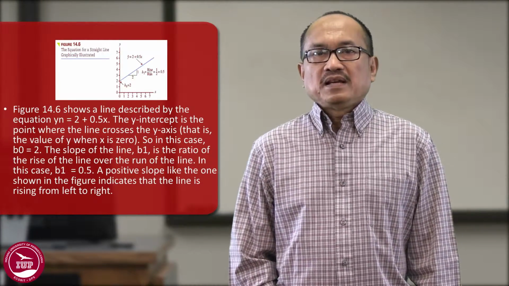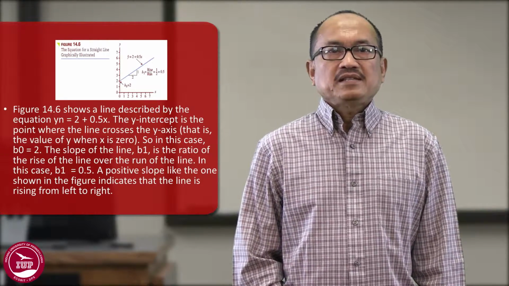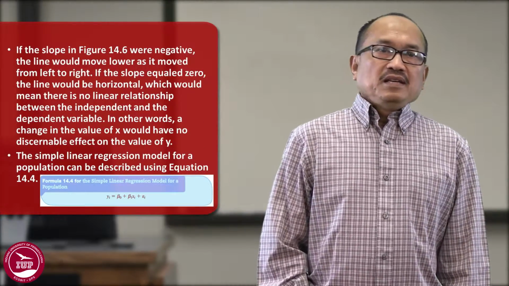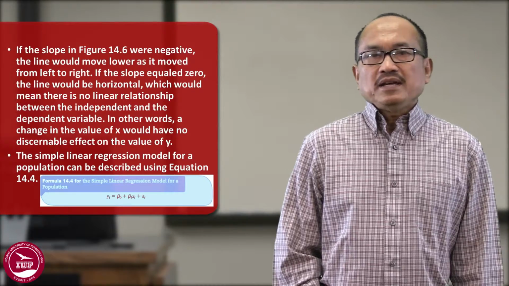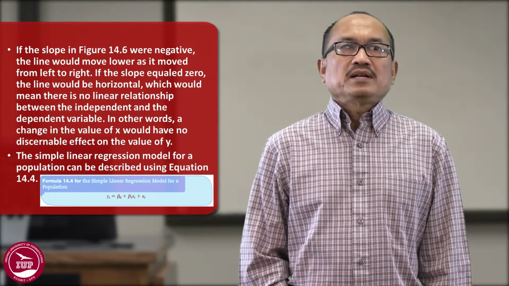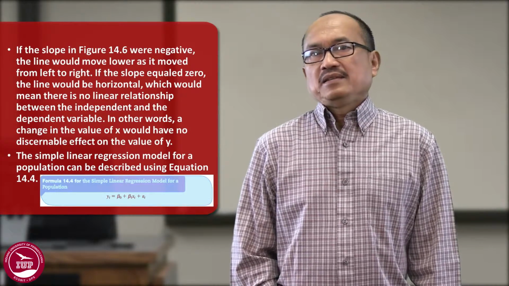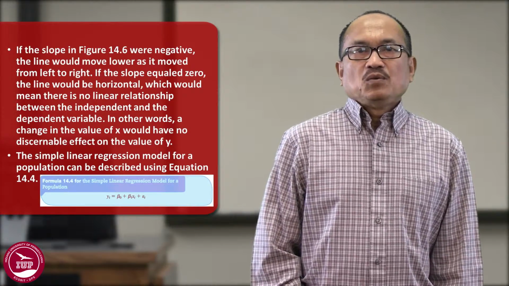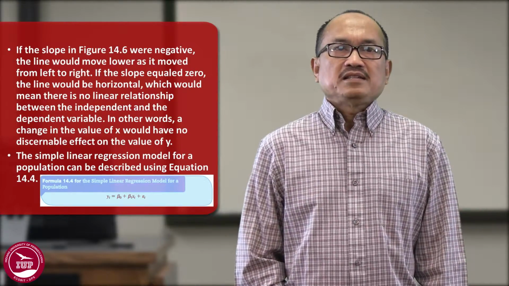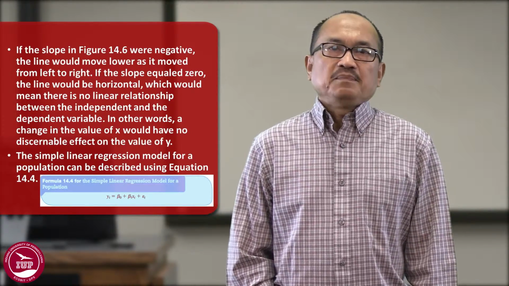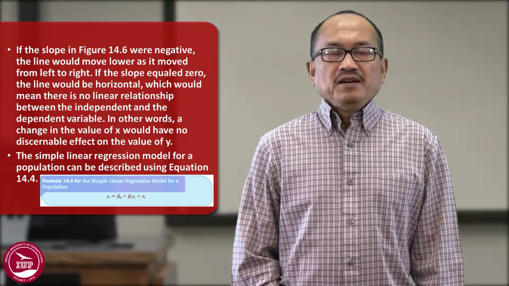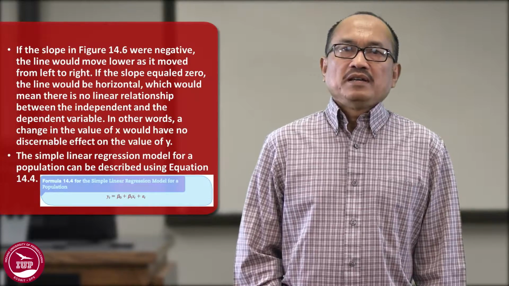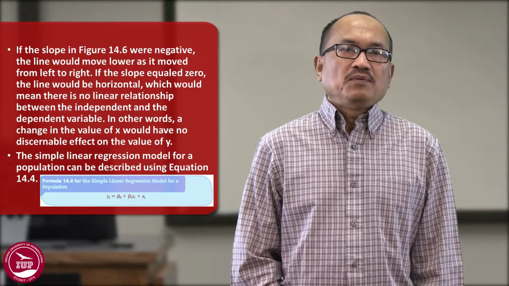A positive slope, like the one shown in the figure, indicates that the line is rising from left to right. If the slope in figure 14.6 were negative, the line would move lower as it moves from left to right. If the slope equals 0, the line would be horizontal, which would mean there is no linear relationship between the independent and the dependent variables. In other words, a change in the value of x would have no discernible effect on the value of y.